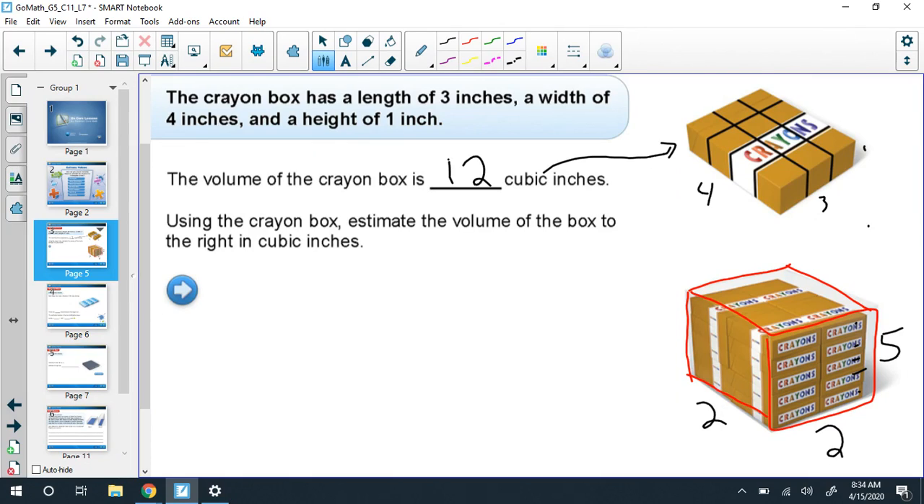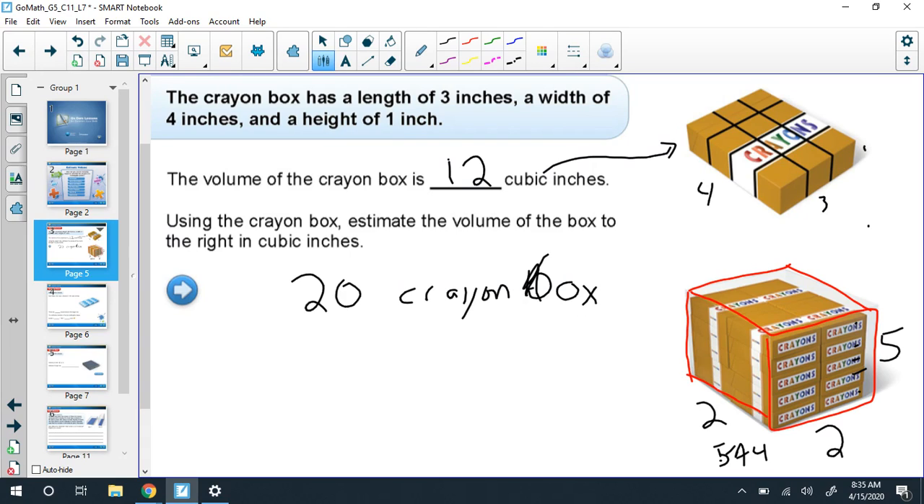Right? So if we were thinking of crayon boxes as a unit cube, then we would say that this one is 2 times 2, which gives us a base area of 4. And then we'd multiply that by our 5 rows, right? So every row has 4 crayon boxes. 5 times 4 means that there are 20 crayon boxes inside of this larger box, right? So inside of this larger box, we have 20 crayon boxes.